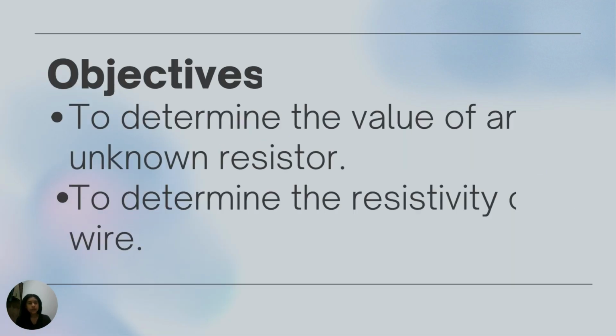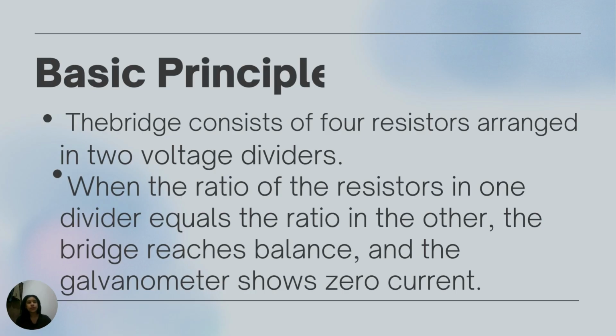The objectives are: one, to determine the value of an unknown resistor, and two, to determine the resistivity of a wire. The basic principle is that the bridge consists of four resistors arranged in two voltage dividers. When the ratio of the resistors in one divider equals the ratio of the other, the bridge reaches balance and the galvanometer shows zero current.